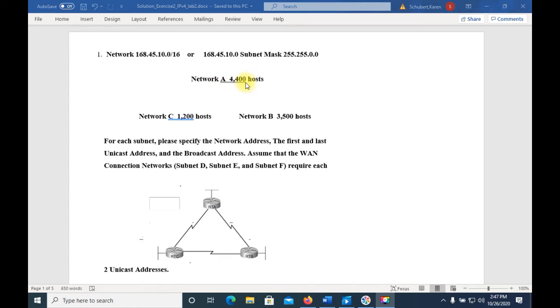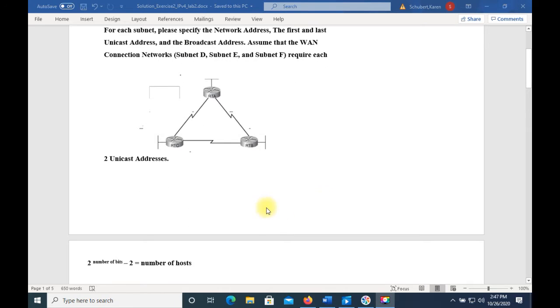Network A, 4400 hosts. Network B, 3500 hosts. Network C, 1200 hosts. And the connection networks D, E, and F, which each require 2 hosts. So some of the host bits we cannot borrow. If we now apply the hosts formula, 2 raised to the power of the number of bits remaining minus 2 gives us the number of hosts.